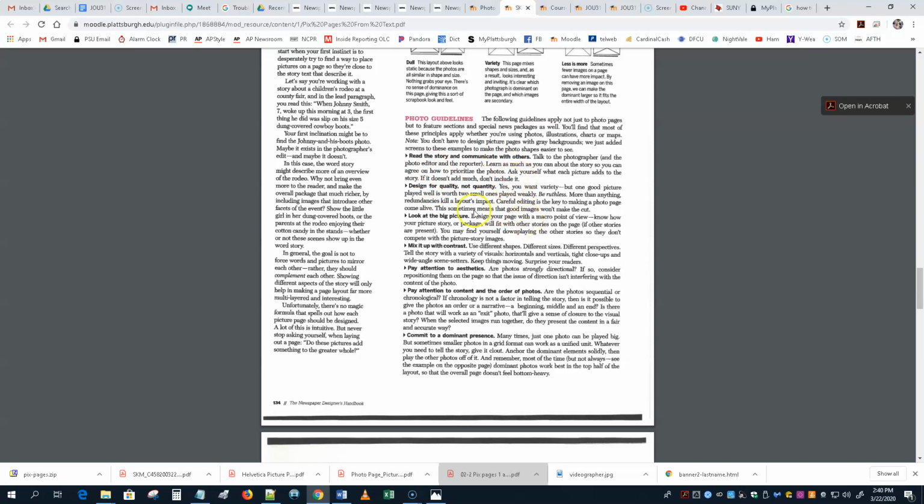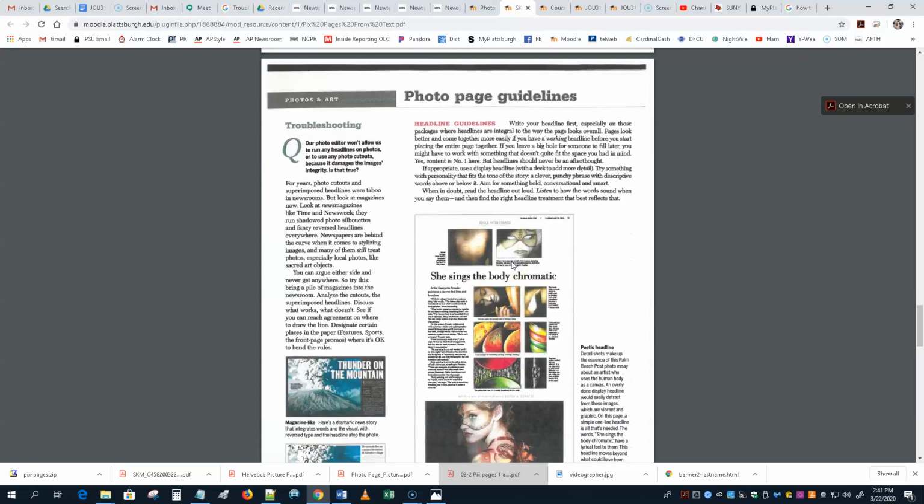Captions have to be edited extremely well. I think choosing a headline at the beginning, which you might change, but at least if you have a working head at the beginning, will help focus your picture page. Expect there will be a large headline on there somewhere, at least one. So these ideas, thinking of the story that's being told, the order of the photos, kind of where the eye is going to go, where it's going to go next, committing to a dominant presence. These are all fantastic photo guidelines for picture pages, or photo pages as they're called.